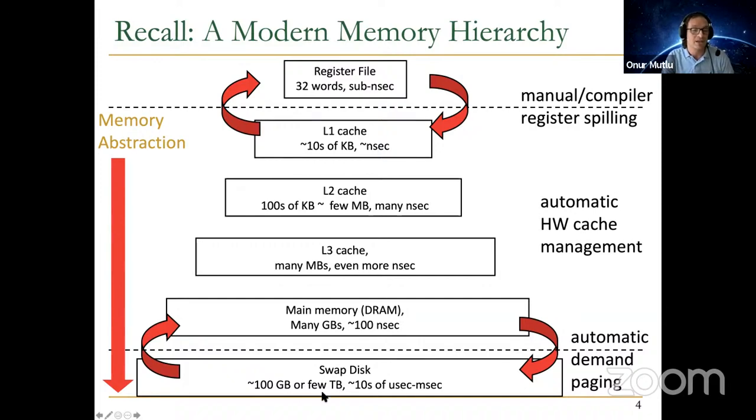So you can think of main memory as a cache for this swap disk as well. And that's a good way of thinking because you have this huge swap disk where you can put things that are not used as much. And if you need them, you bring them into the main memory, because main memory is also of limited space, right? It's only many gigabytes. It's not on the order of terabytes or so.